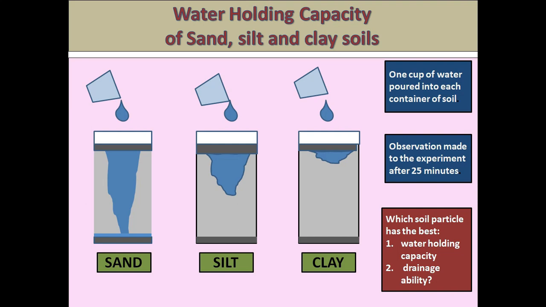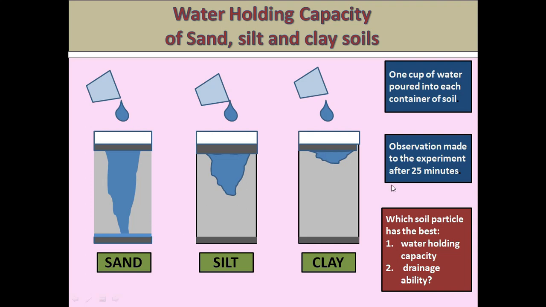Let's read the important notes before we get into it. One cup of water poured into each container of soil. This is the container with the soil, this gray here represents the soil. When you're doing this experiment to test the water holding capacity, you want to use the same amount of water in each sample of soil. So for the clay, one cup of water was poured on the clay soil, one cup on the silt, and one cup on the sand.